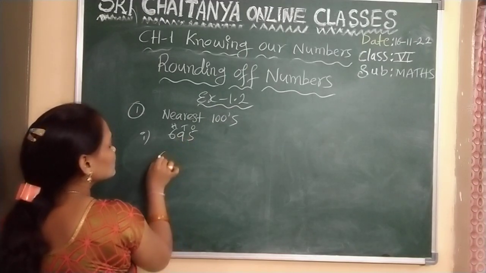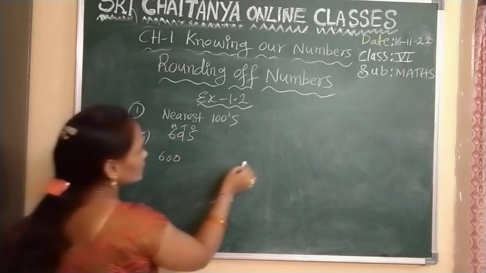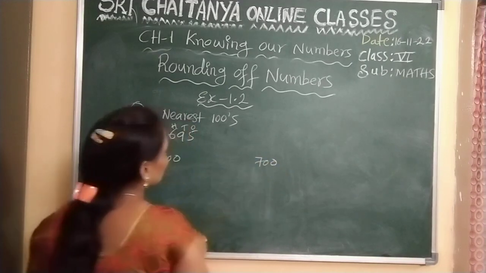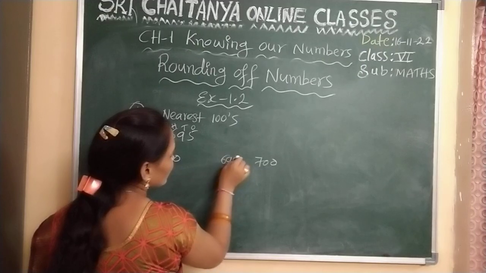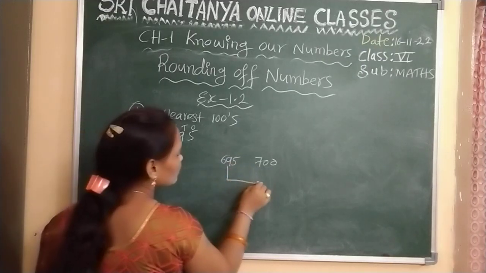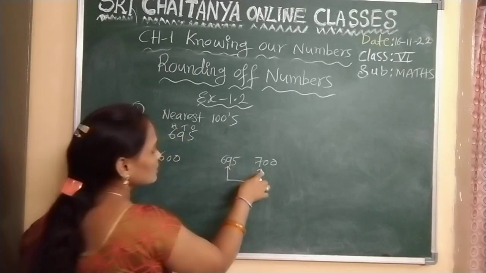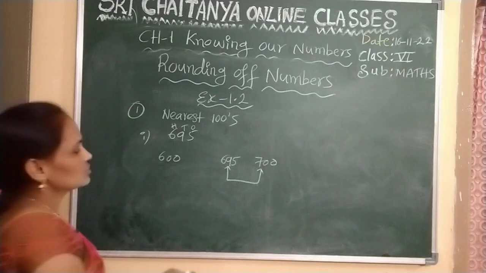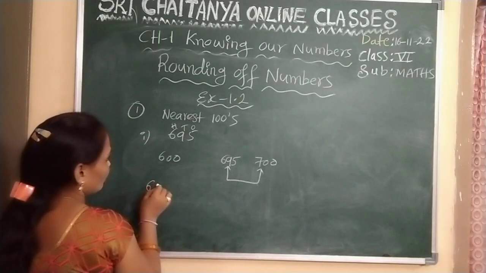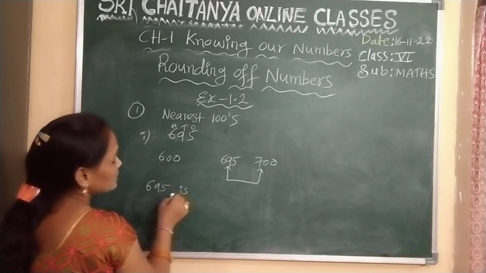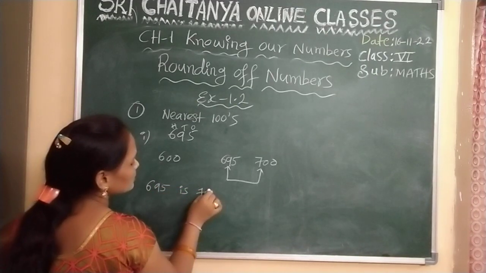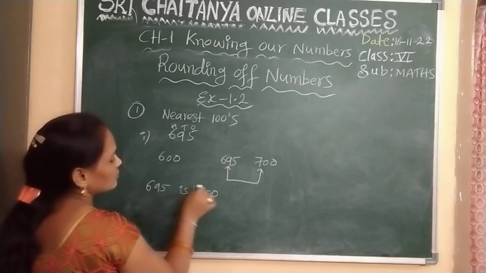Now 695 lies between 600 and 700. It is near to 700. So the rounding of 695 to its nearest hundreds is 700.